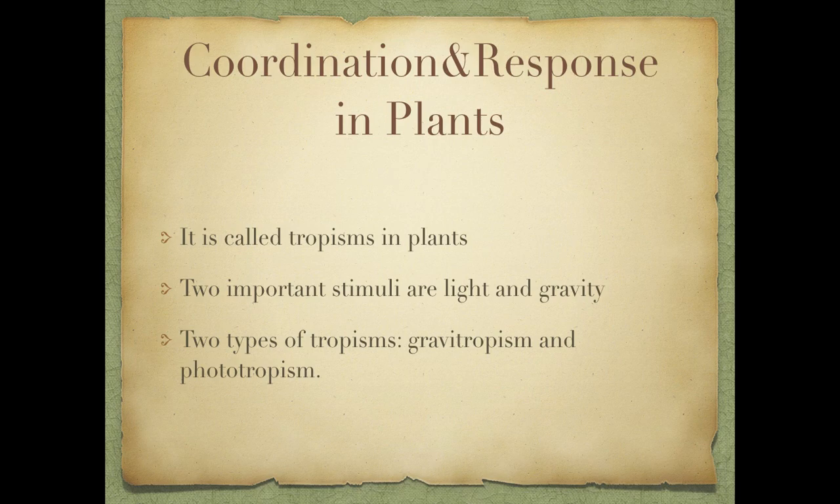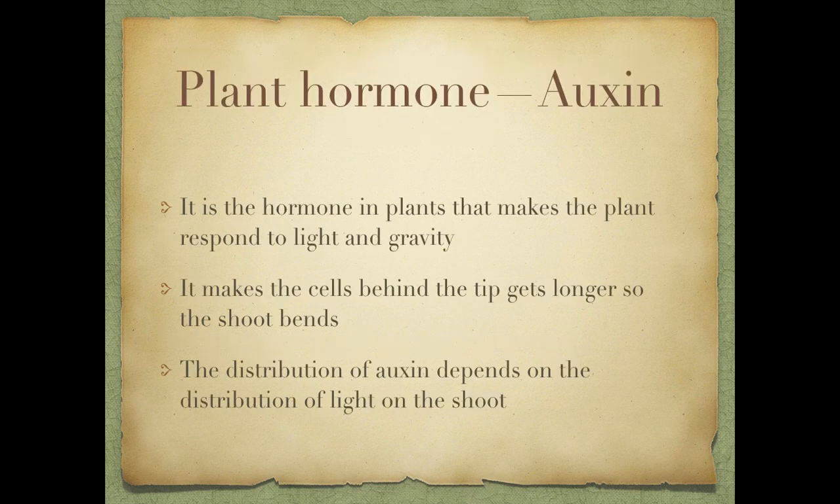Gravitropism is a response in which a plant grows towards or away from gravity. Phototropism is a response in which a plant grows towards or away from the direction from which the light is coming. The main action that causes the plant to grow is caused by the plant hormone auxin. It's the hormone in plants that makes the plant respond to light and gravity. It makes the cells behind the tip of the shoot, which is the growing part of the plant, get longer so that the shoot bends towards wherever it needs to bend.